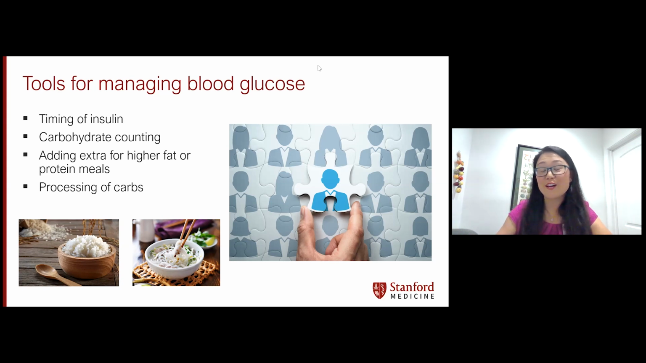We also like to really think about focusing on carbohydrate counting, so counting the carbohydrates that we consume. And sometimes for some people, adding extra insulin for higher fat or higher protein meals can be something that we recommend. For type 3c diabetes, I really like to evaluate the glucose data before strongly making that recommendation and thinking about what foods are going on, because we really want to prevent low blood sugars.